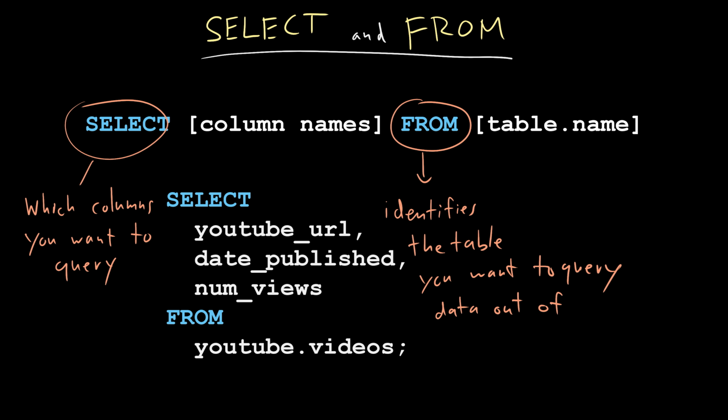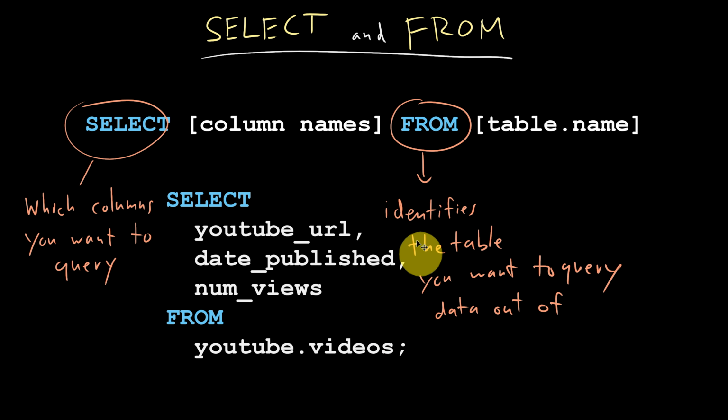So here we have an example of a query. We have select, the keyword that we just learned, and then the column names, which are YouTube URL, date published, and number of views. From which table? From the table YouTube.videos. So here is a full query, a runnable query. You can see that the columns are separated by a comma. Here we see two commas because we have three columns, and you do not put a comma at the end of your last column. And then from, and then your table name, and then a semicolon to say you have finished writing your query.